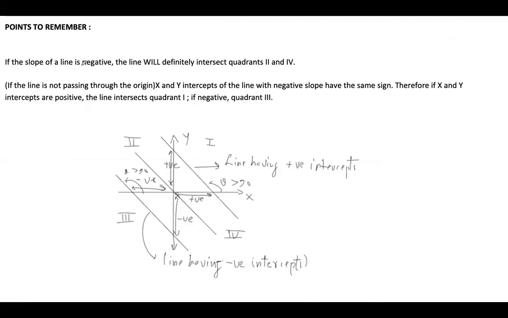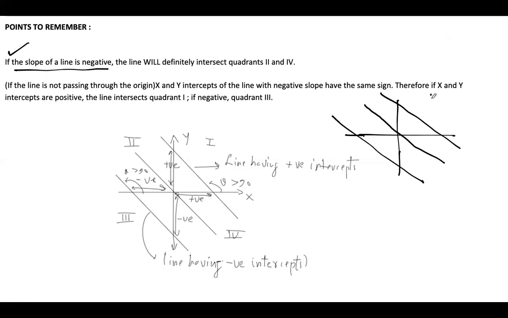Okay. These are some very important properties. Let's say the slope of a line is negative. Then the line can be this, or this, or this. First quadrant, second quadrant, third quadrant, fourth quadrant. Whatever the case, if the slope is negative, the line will definitely pass through the second and fourth quadrants. This is what I said.